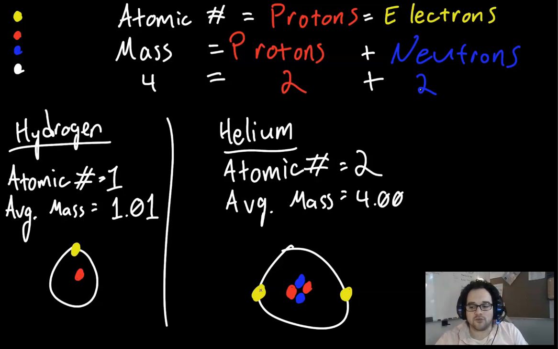So electrons will be far away from each other. That's why I'm drawing them on opposite sides of the atom.